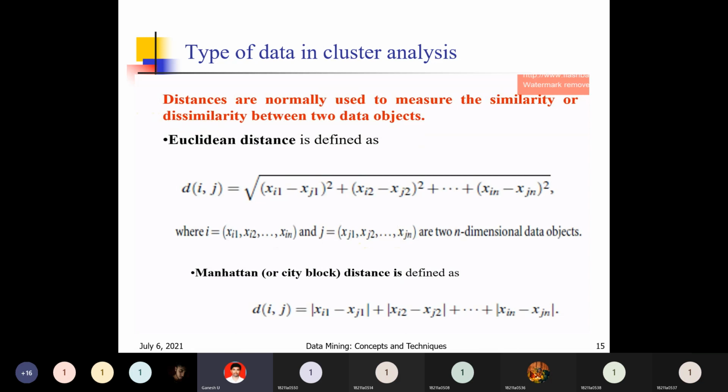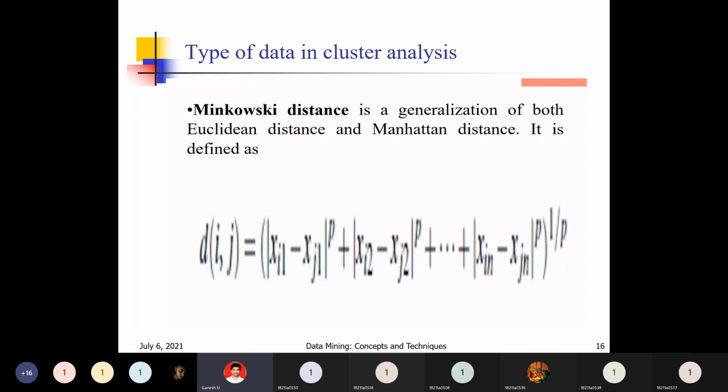For interval scaled variables, where a number of values are there, like 10 to 20, you have to find out the distance. That is the Euclidean distance, and the Manhattan distance for different variables. Next, you also have to find the Minkowski distance. This is nothing but a generalization of those two distances.